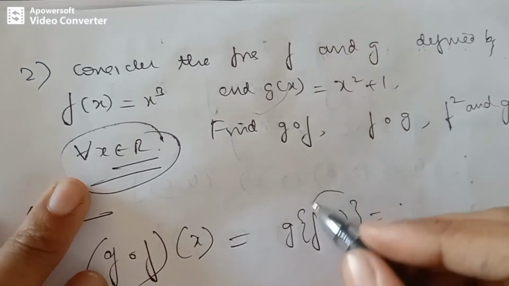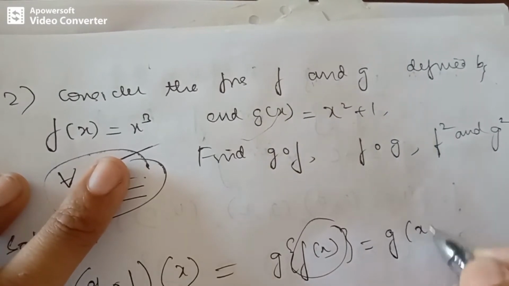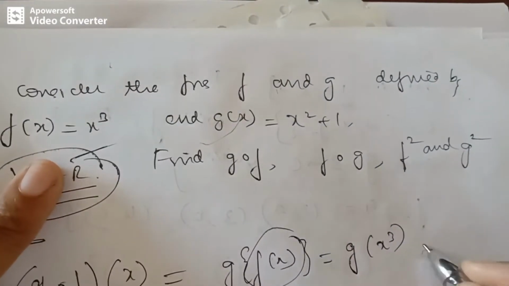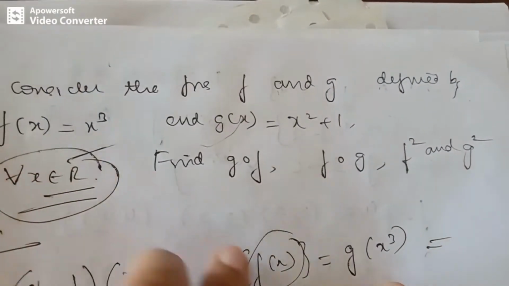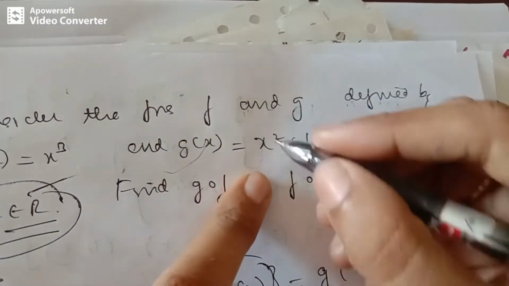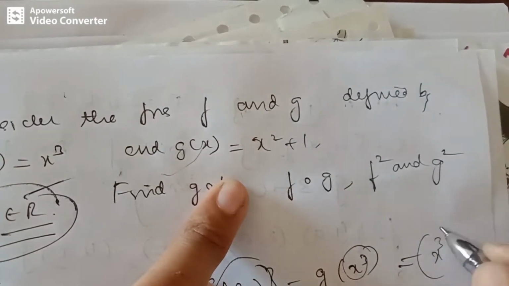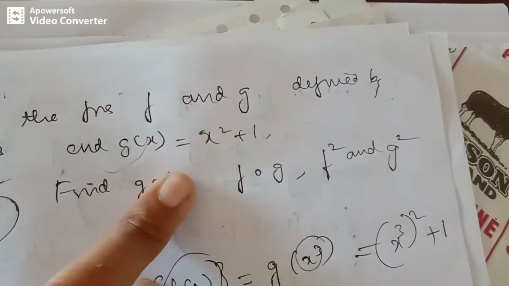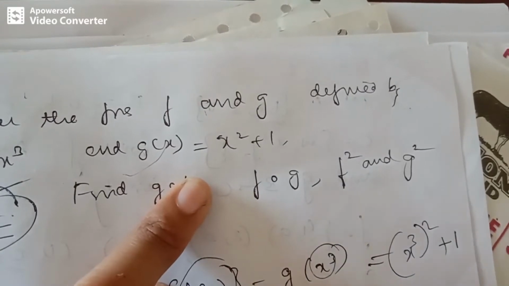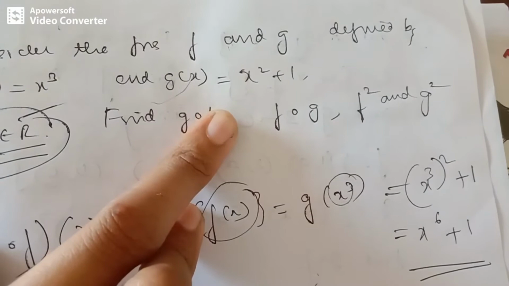So what is f of x? F of x is x cube. So let us substitute x cube. Next, in g of x, what is g of x? X square plus 1. So in place of x, you are going to substitute this one. So what you get is x cube the whole square plus 1, which is nothing but x power 6 plus 1.